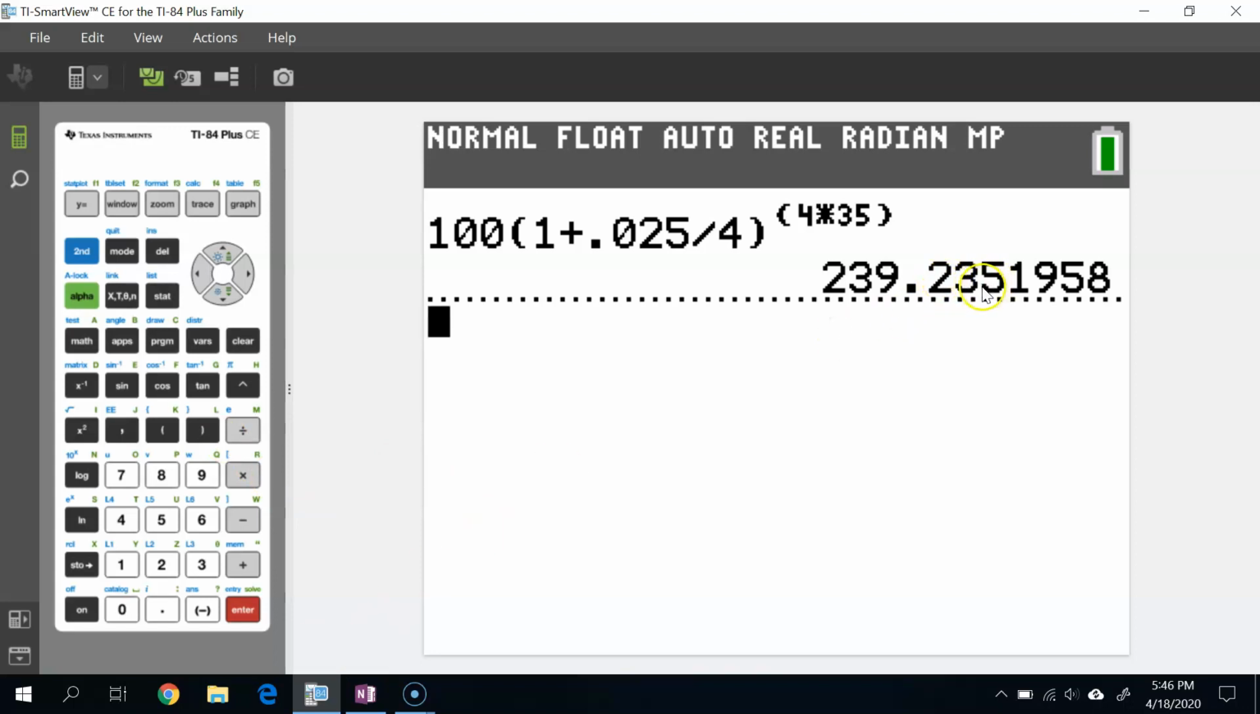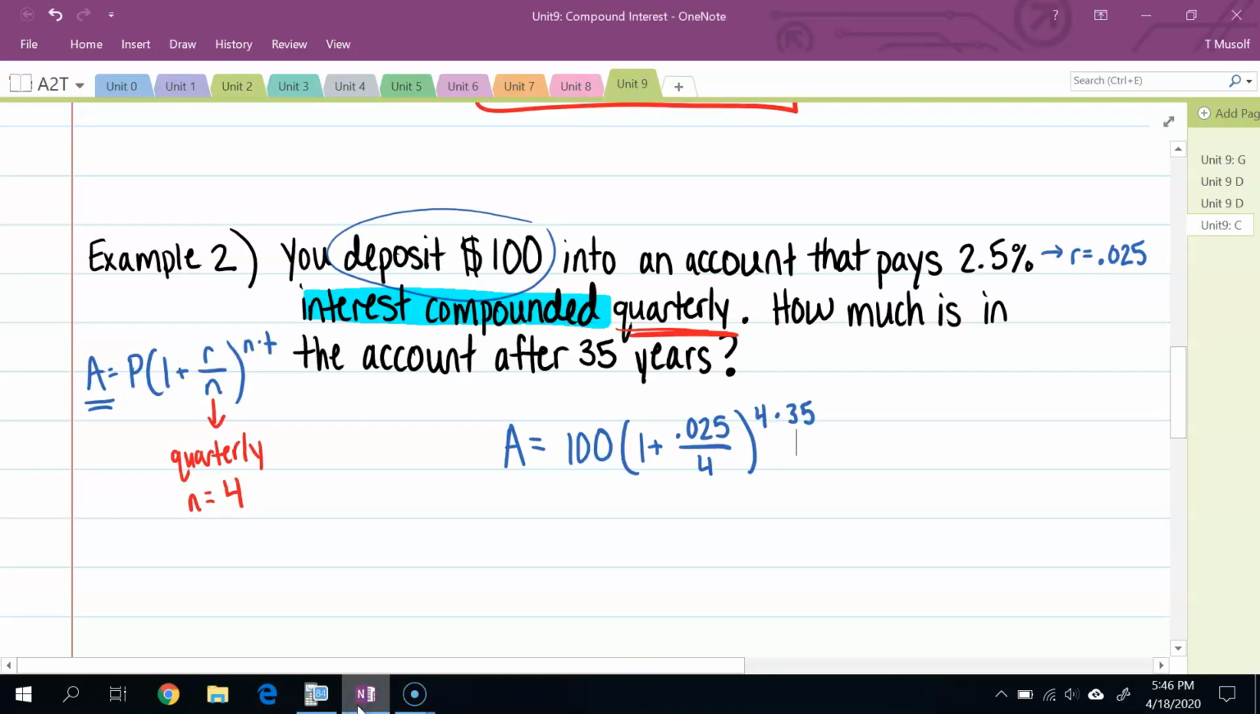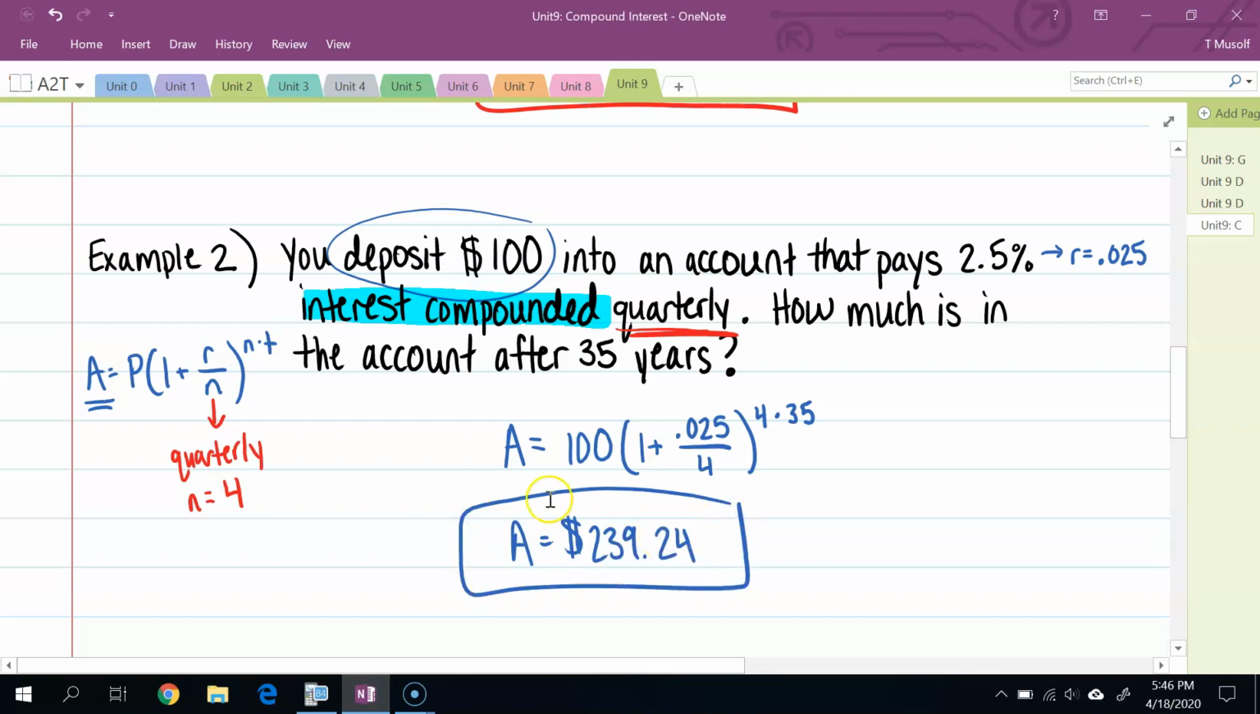All right, so $239.20. Since the 5's after the 3, I'm going to round up, so 24 cents. So A is $239.24. All right, making sense so far, I hope. Good.